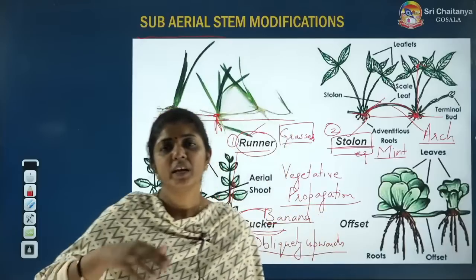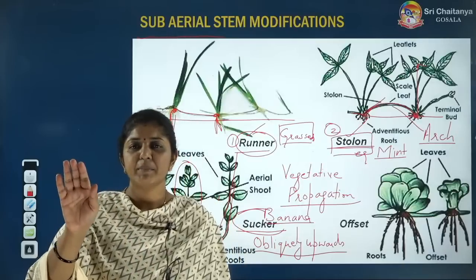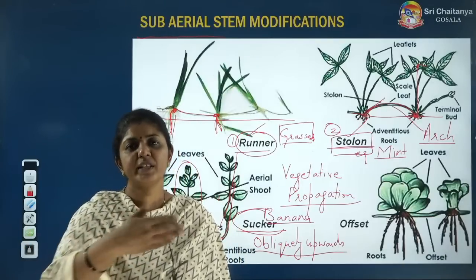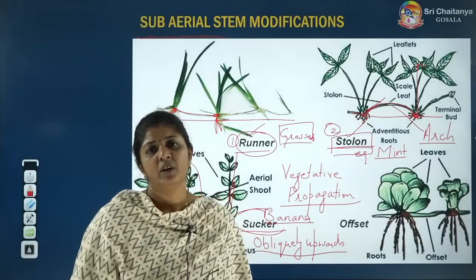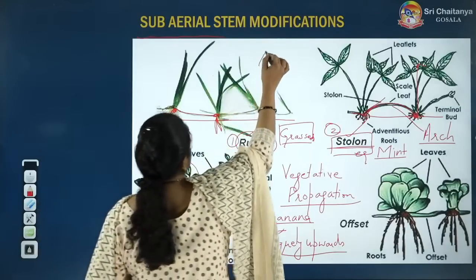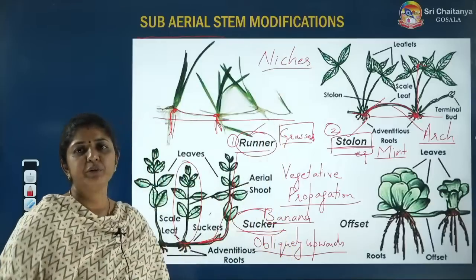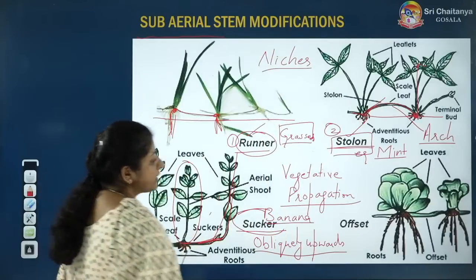Mint, if you are growing it now, will spread automatically. Why? Because the branches keep on branching more and spreading more to new niches. Niche means what? Places. Different places adjoining that. Fine. Last is what?